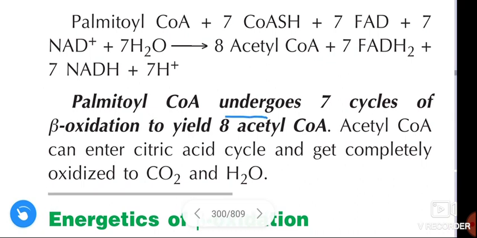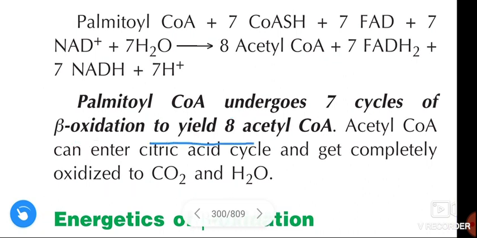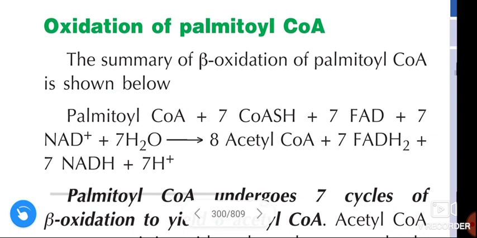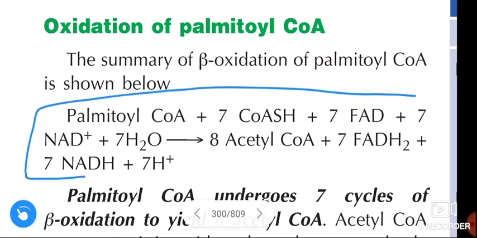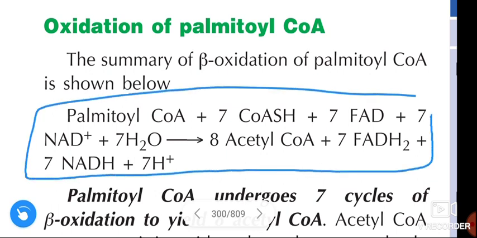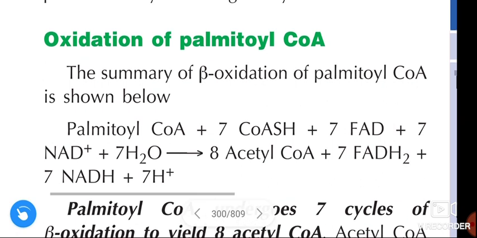Palmitoyl-CoA undergoes 7 cycles of beta oxidation to yield 8 acetyl-CoA. Acetyl-CoA can enter the citric acid cycle and get completely oxidized to carbon dioxide and H2O. See once again, this is the reaction of complete beta oxidation of palmitoyl-CoA.